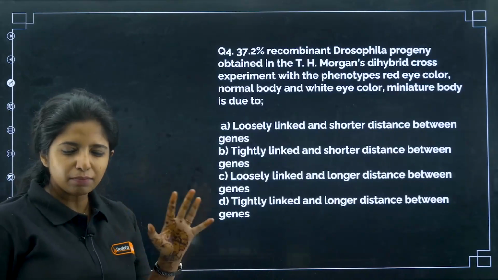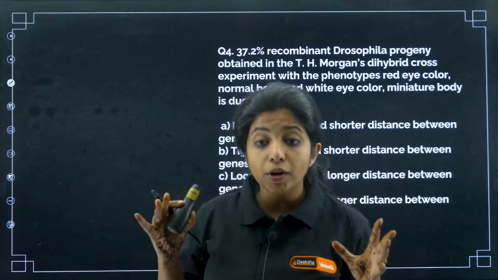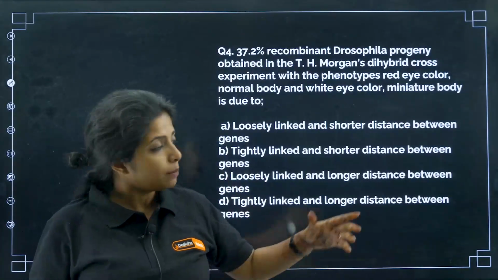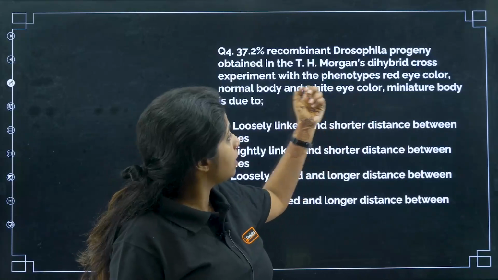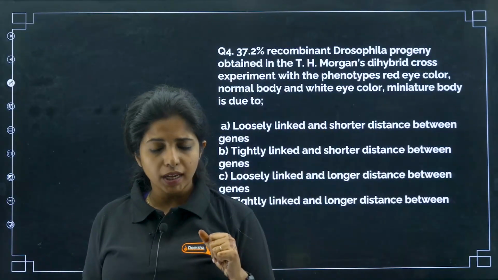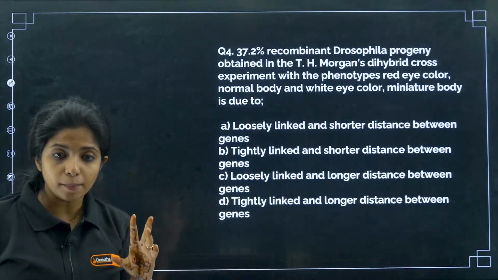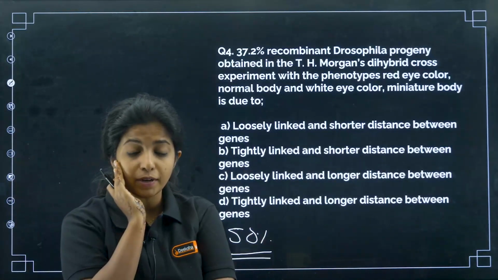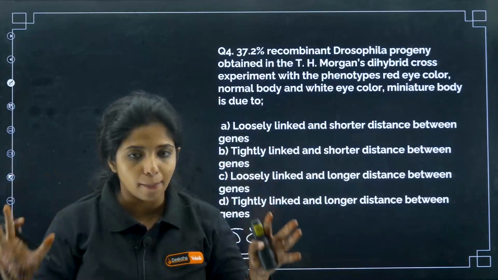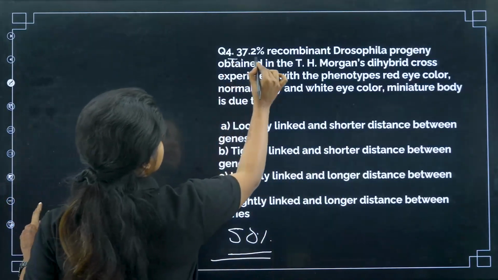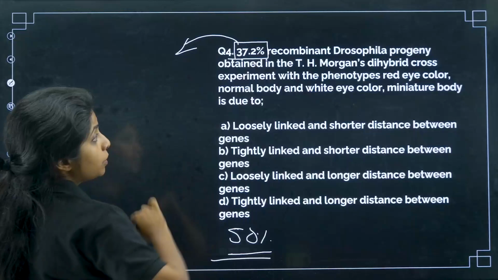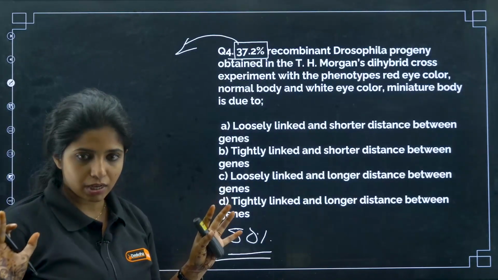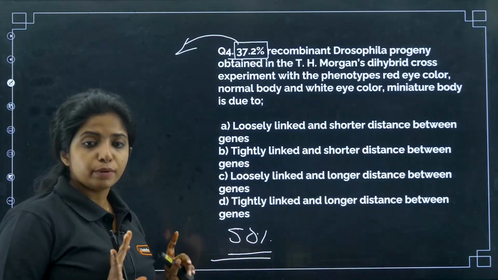So it is saying, in the basic sense, that there is 37.2% recombination, which means a new combination is arising between the red eye normal body and the white eye miniature body organisms. Now, if you talk about recombination, 50% is the highest amount of recombination that could happen. Here, 37.2% recombinant Drosophila means the recombinant percentage is way too much. It's not 50, but it's towards 50, right?